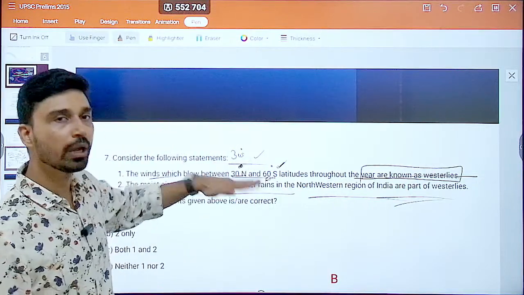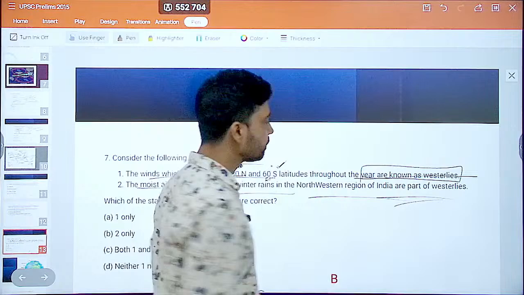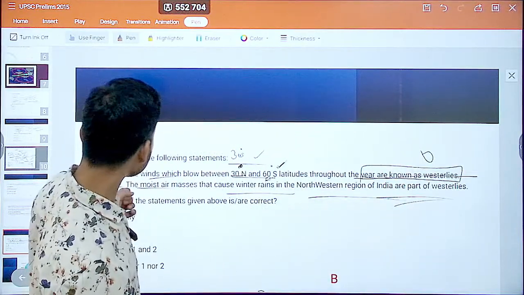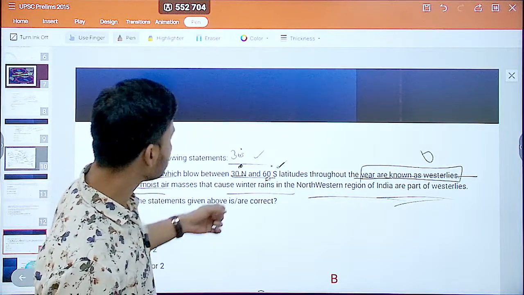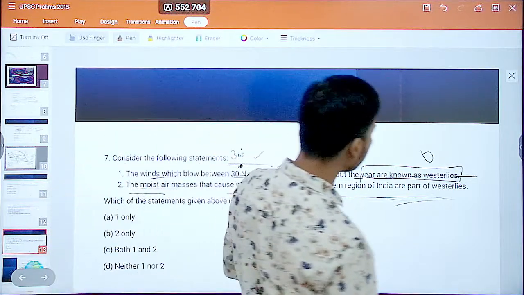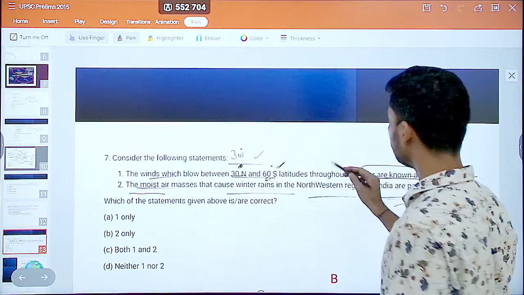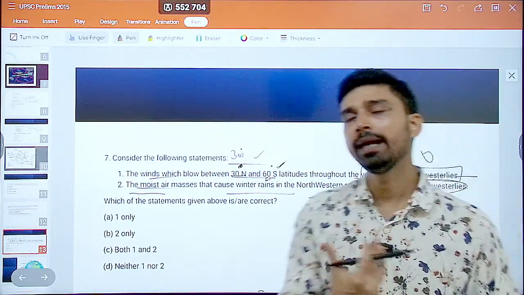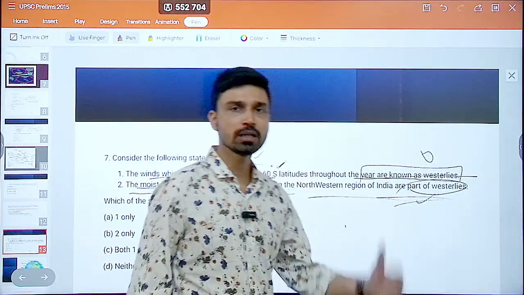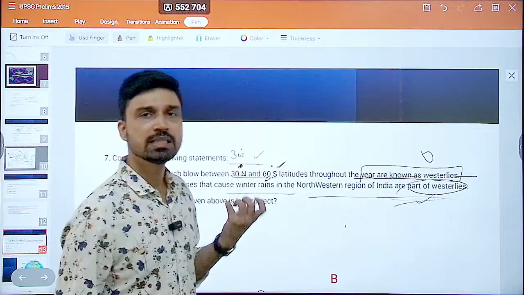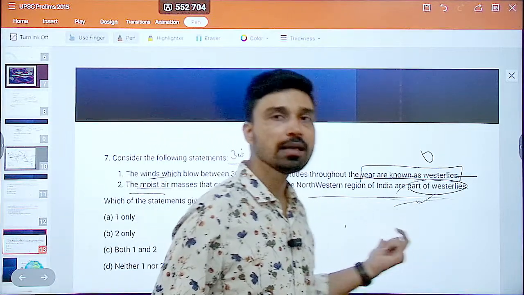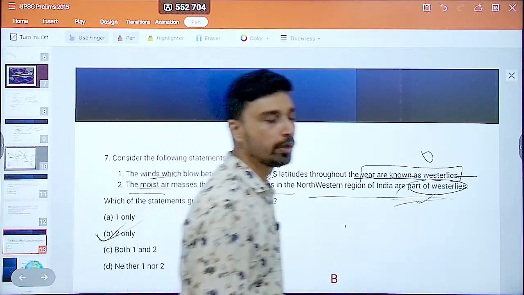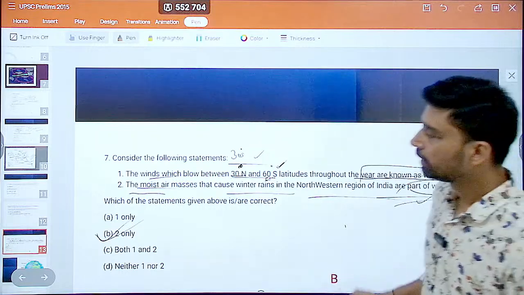Between these zones we have two kinds of wind, trade winds as well as westerlies. So that is why this becomes an incorrect statement. Next, the moist air masses that cause winter rain in northwestern India are part of westerlies. That is indeed correct. Basically, you have subtropical westerly jet streams that are moving, and the southern branch of this jet stream is responsible for causing rainfall, especially in the Himalayan regions, and these are also locally called westerlies. So the correct answer is that 2 is the only correct option.